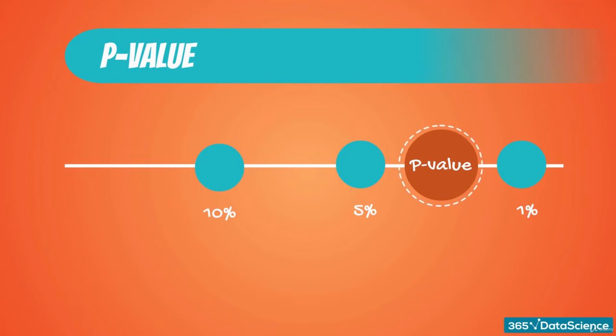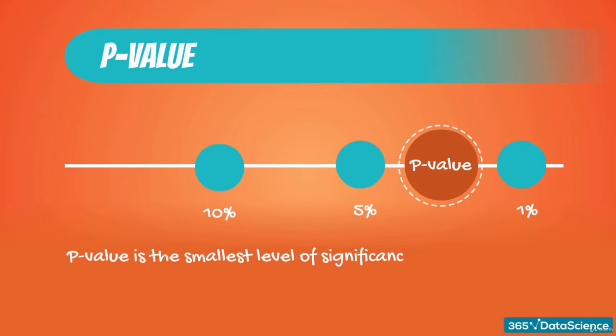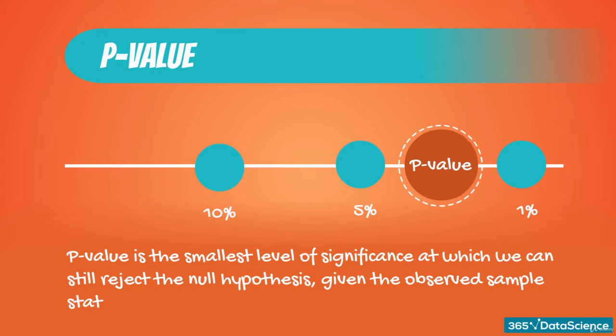This is the most common way to test hypotheses. Instead of testing at pre-assigned levels of significance, we can find the smallest level of significance at which we can still reject a null hypothesis, given the observed sample statistic. So how do we do that?